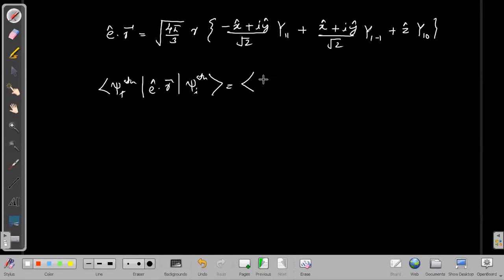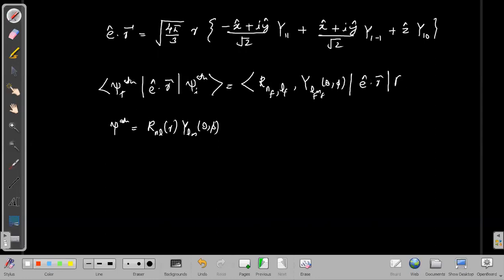Now it is possible to write the atom state as R nl Y lm theta phi. Okay, so the state of an atom you can write as R nl of R Y lm theta phi. So we can use the same index: n f, R n f l f, Y l f m f theta phi, E dot R, R n i l i, Y l i m i, again theta phi.